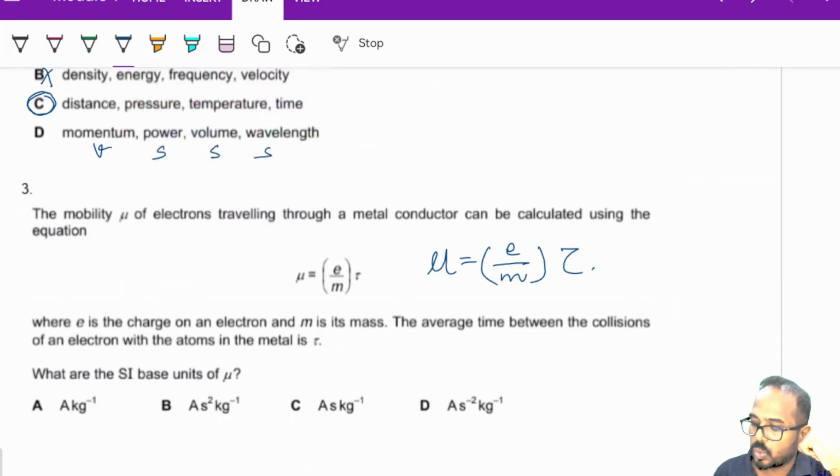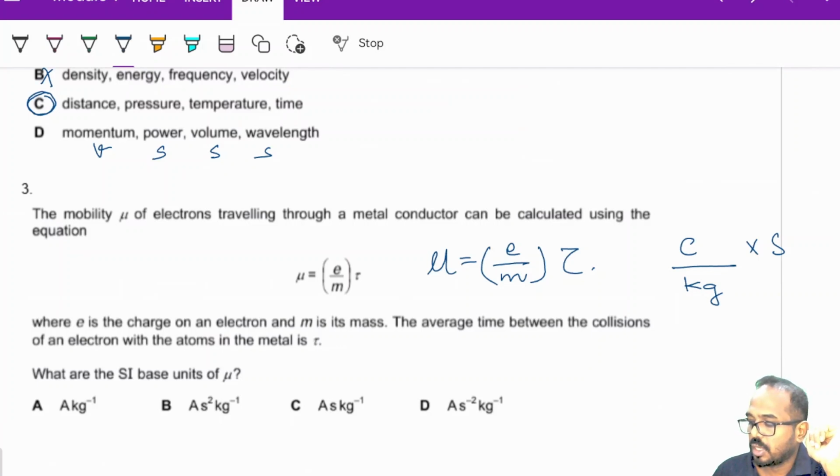What is the unit of charge? You know that it's coulomb. Mass is in kg, tau is time in second. So this is the unit, right? Out of that, kg and second are what? SI base units that you know. But coulomb is not an SI base unit, right? So you need to find out.